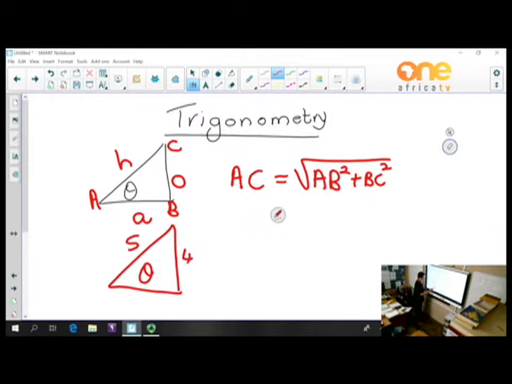5, 4, 4, and I have to find this value here, then I can say, and if you use brackets, 5 squared minus 4 squared, then you immediately get the answer of 3 centimeters. So that is then Pythagoras.